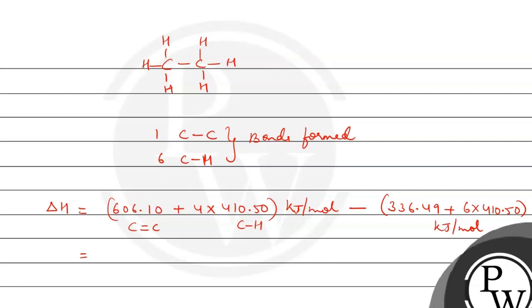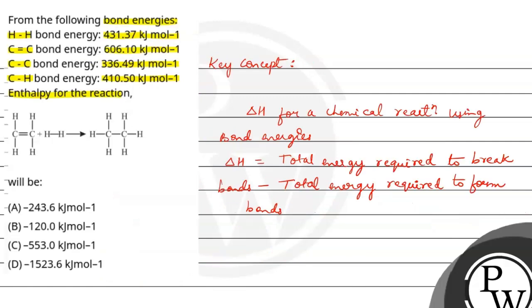So if we solve this, it will come as minus 551.39 kilojoule per mole. So if we see the options, the closest value to this is option C, which is minus 553.0 kilojoule per mole. So based on the calculation, we can clearly say that option C is the correct answer for this question.